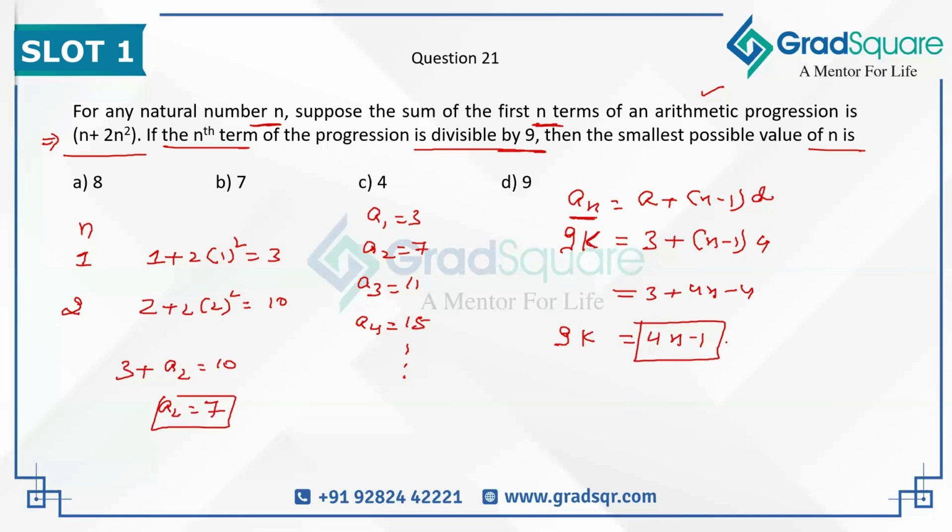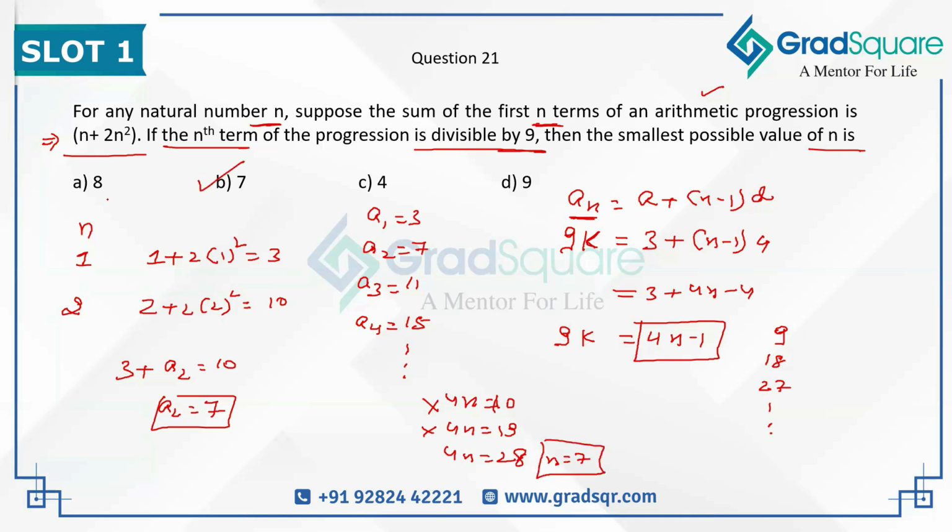So if you look at the divisibility of 9, you can say 4n minus 1 should be 9, 18, 27, so on and so forth, correct? If 4n minus 1 equals 9, then 4n will turn out to be 10. N is not an integer, and n is a term number, so it cannot be a fraction. So 4n equals 10 is not possible. Now 4n minus 1 equals 18 will give me 4n equals 19. Again, not possible. 4n minus 1 equals 27 will give me 4n equals 28. That will give me n equals 7. That's the lowest possible value and your answer.